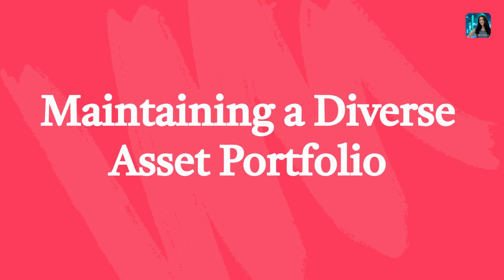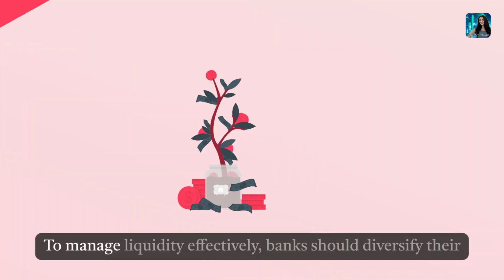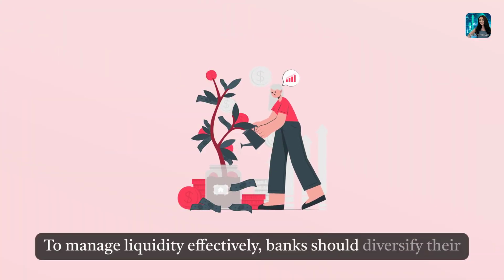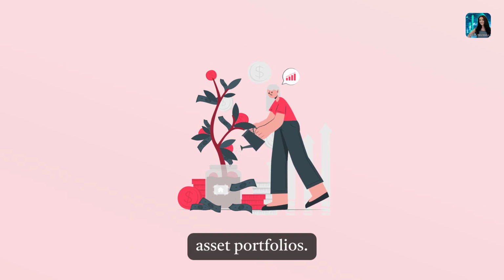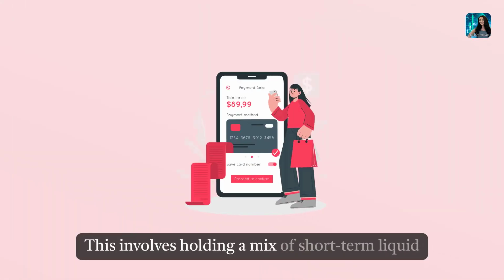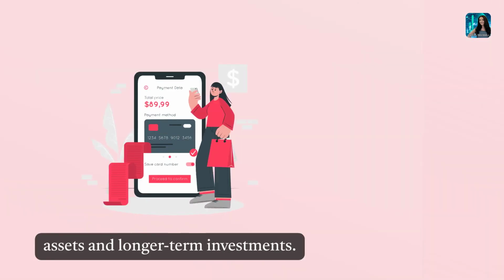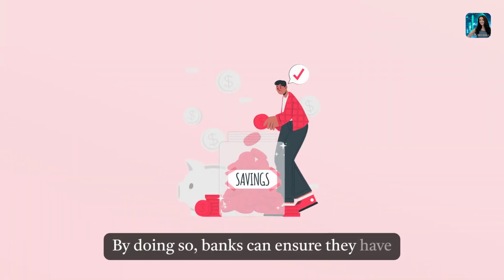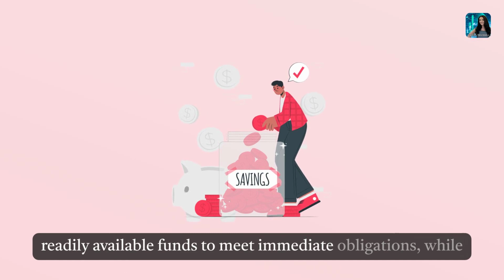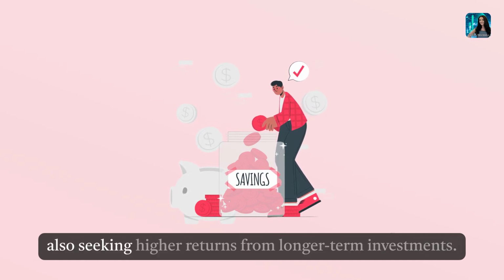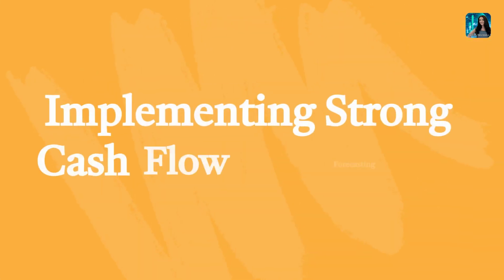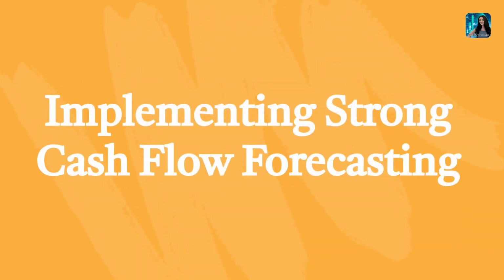Maintaining a diverse asset portfolio. To manage liquidity effectively, banks should diversify their asset portfolios. This involves holding a mix of short-term liquid assets and longer-term investments. By doing so, banks can ensure they have readily available funds to meet immediate obligations, while also seeking higher returns from longer-term investments.